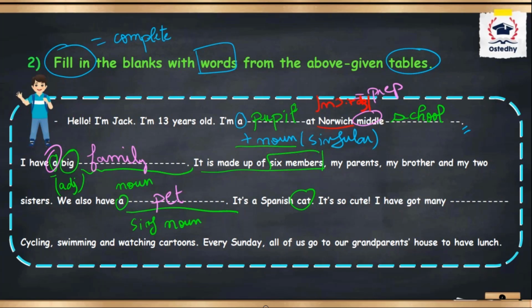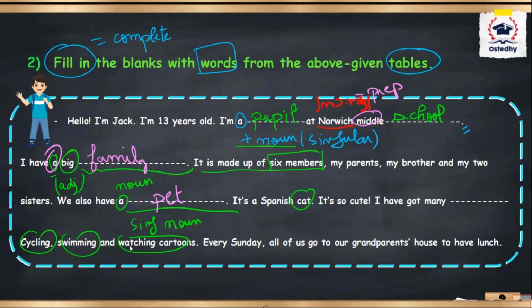I have got many hobbies: cycling, swimming, and watching cartoons. Wait a second first. Why did you use hobbies? Hobbies, it's leisure activities, free time, favorite pastime. What helped you find out the answer in this exercise? Why did you use hobbies and not families and not schools? Because cycling, swimming, and watching cartoons are hobbies. Good. They are hobbies.